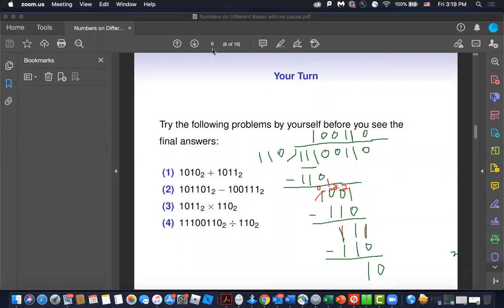Okay, so we are done for the fourth question. For the division, the quotient is 110 based on 2, of course. And the remainder is 10 based on 2. I think it's a lot of fun to do the same thing we already know about in the binary form.